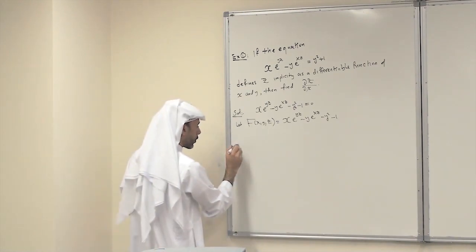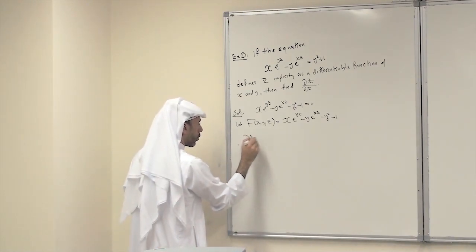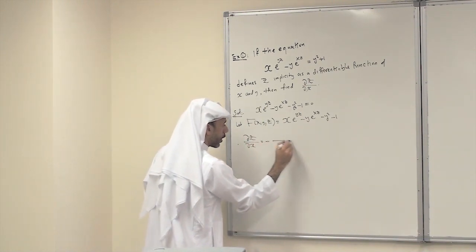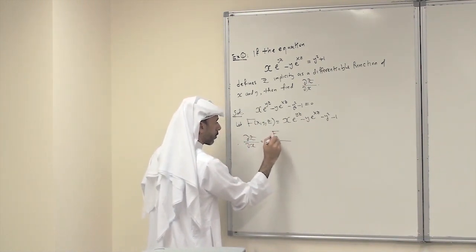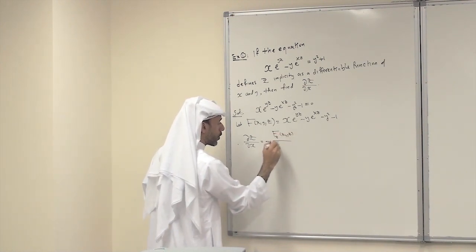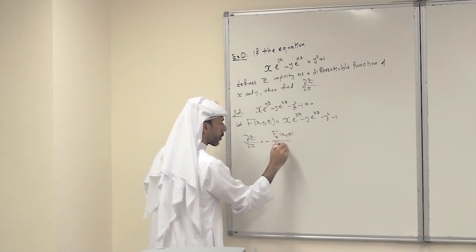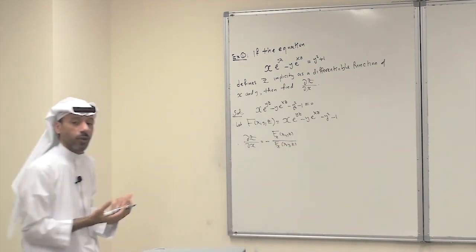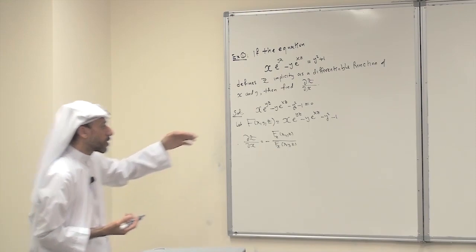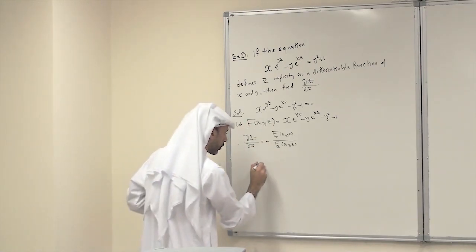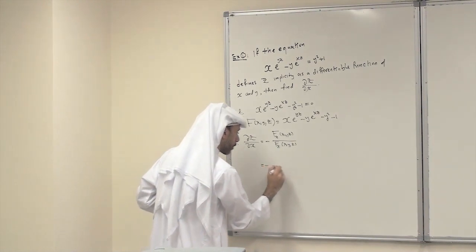So here partial z, partial x equals minus F sub x of x, y, z over F sub z of x, y, z. So this is the formula. Now just compute F sub x and F sub z and then substitute. So here we have the following. Just compute, this is minus.